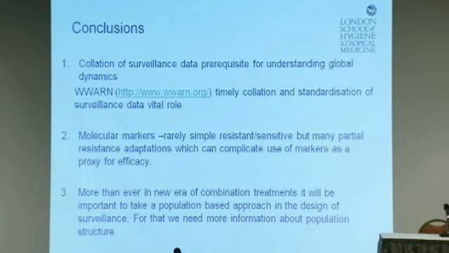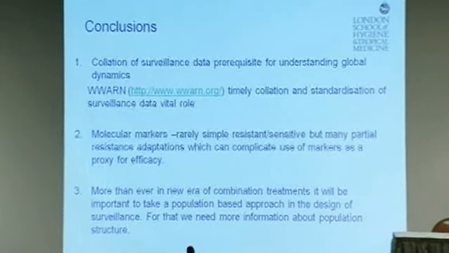This is my final point: I think more than ever, in an era of combination treatments, resistance to one of the partner drugs may be widespread, but it may not be visible in the clinic. It's going to be important for us to take a population-based approach in the design of surveillance systems. And that applies equally to molecular surveillance and in vivo surveillance. And for that, we do need more information about population structure in Africa.